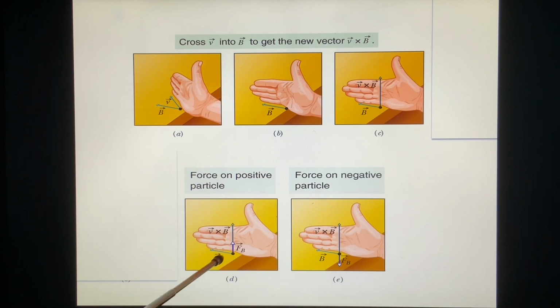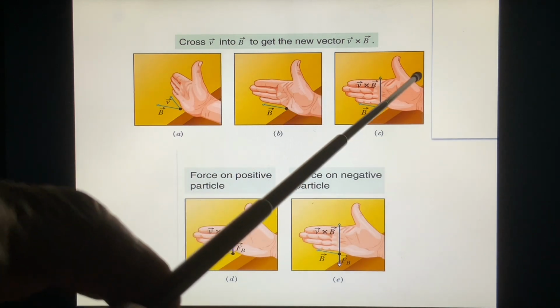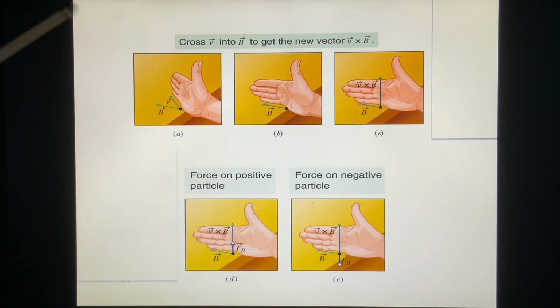Now, if this is a positive charge, then FB is in the same direction as V cross B. If it's a negative charge, then FB is opposite to the V cross B direction. V cross B is always the same, never changes. FB depends on the sign of the charge Q.